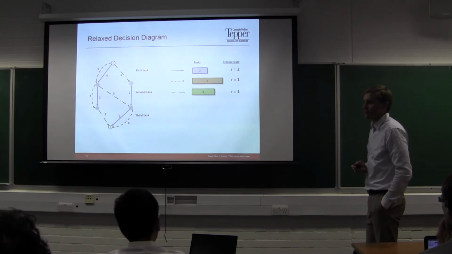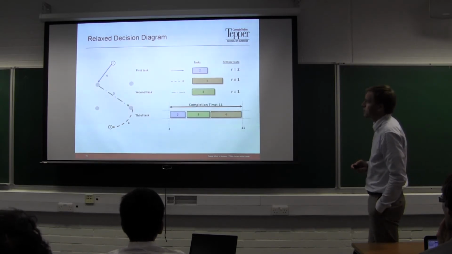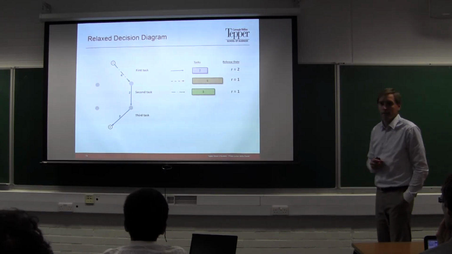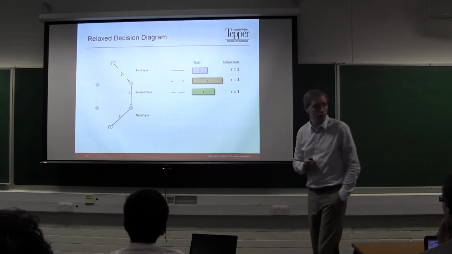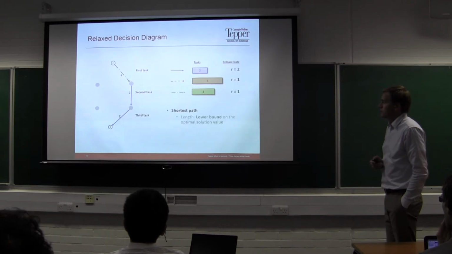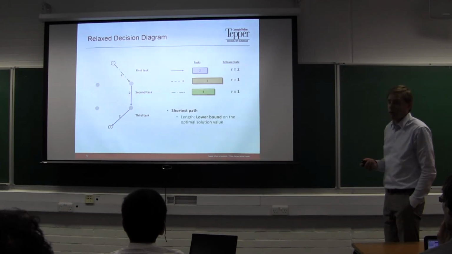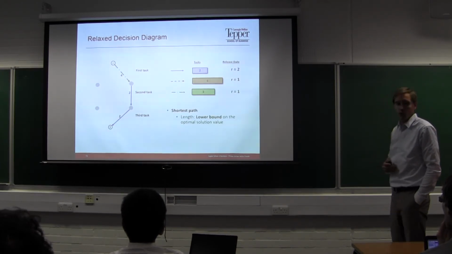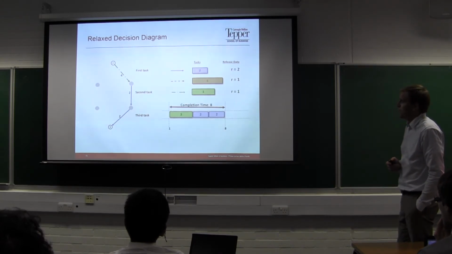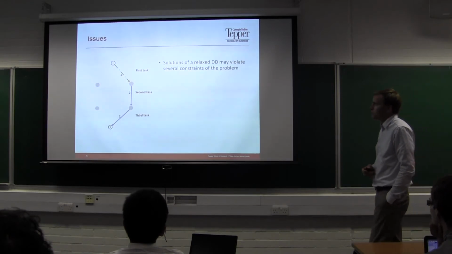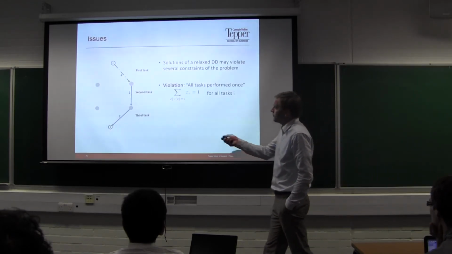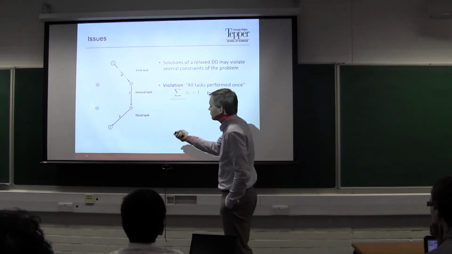So what's the shortest path here? The shortest path is this. It has weight 8. Okay, and this is a lower bound. That's fine. I didn't tell you what the optimal is. I think it's 11 or 12. And here is the solution for this path. And the issue is that we have repeated this task twice.